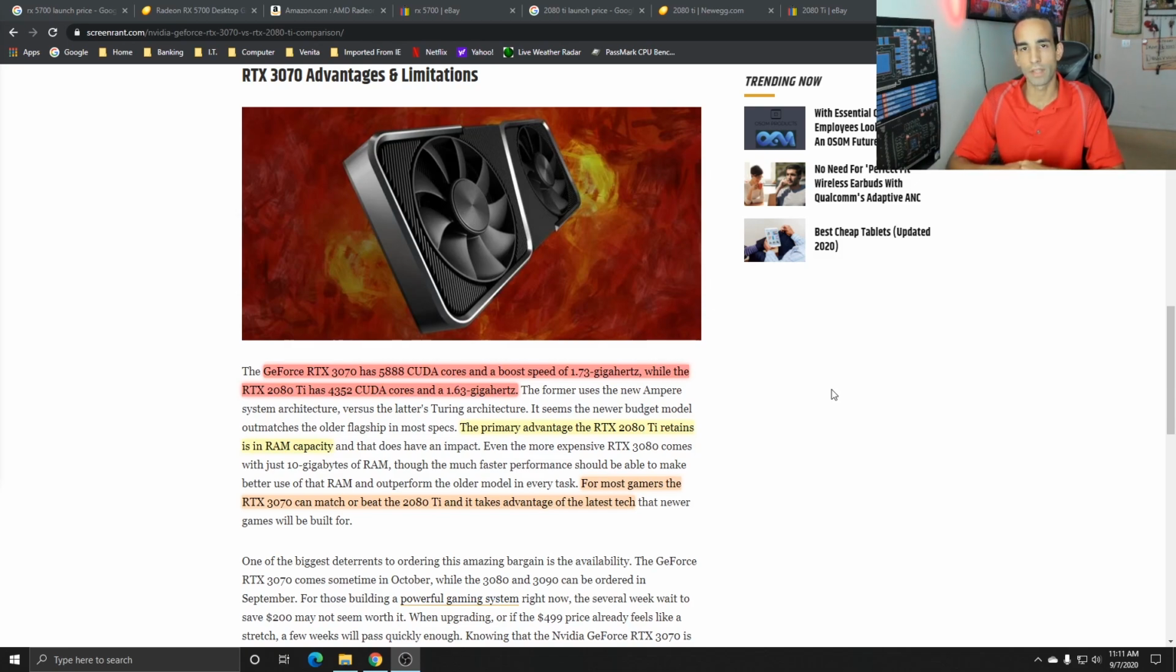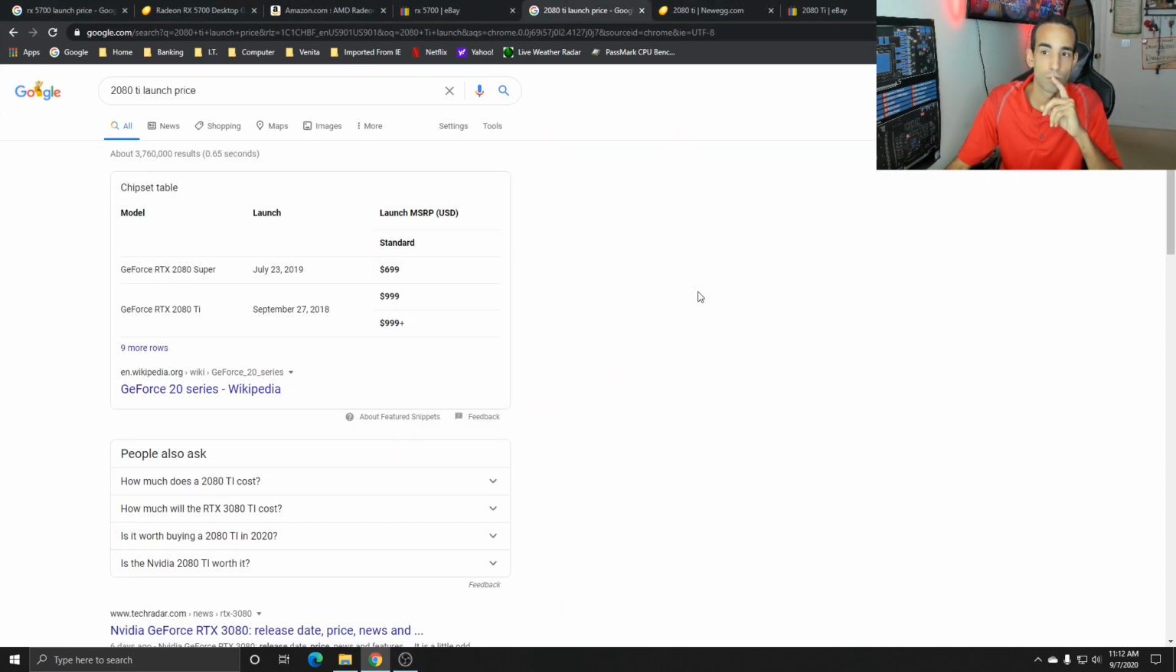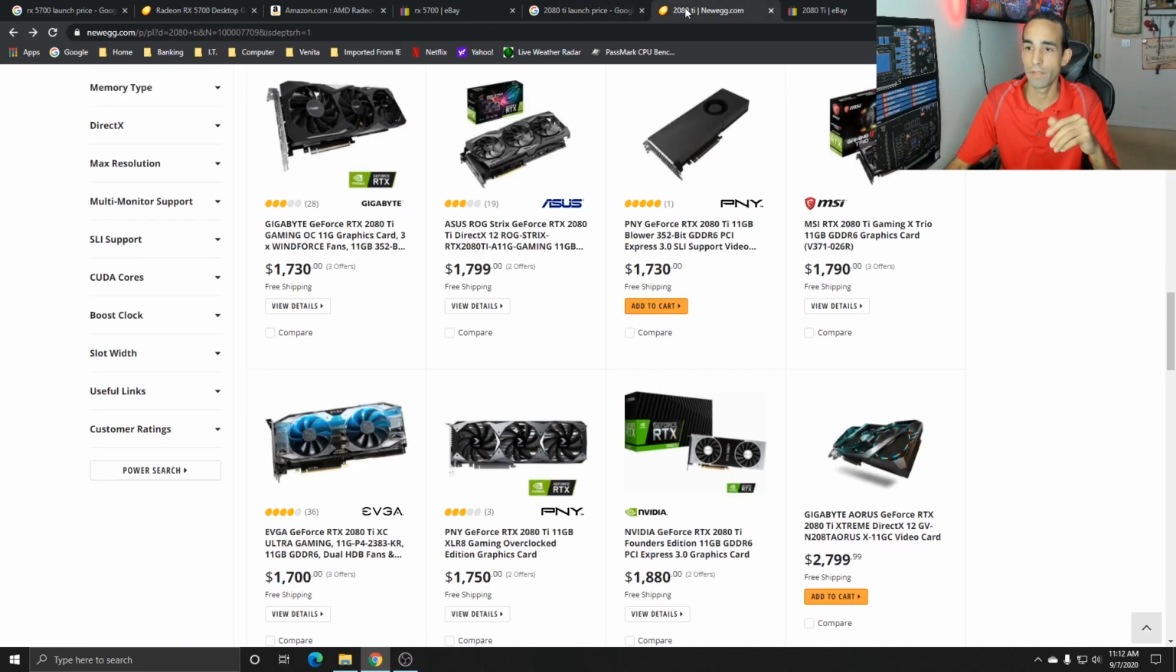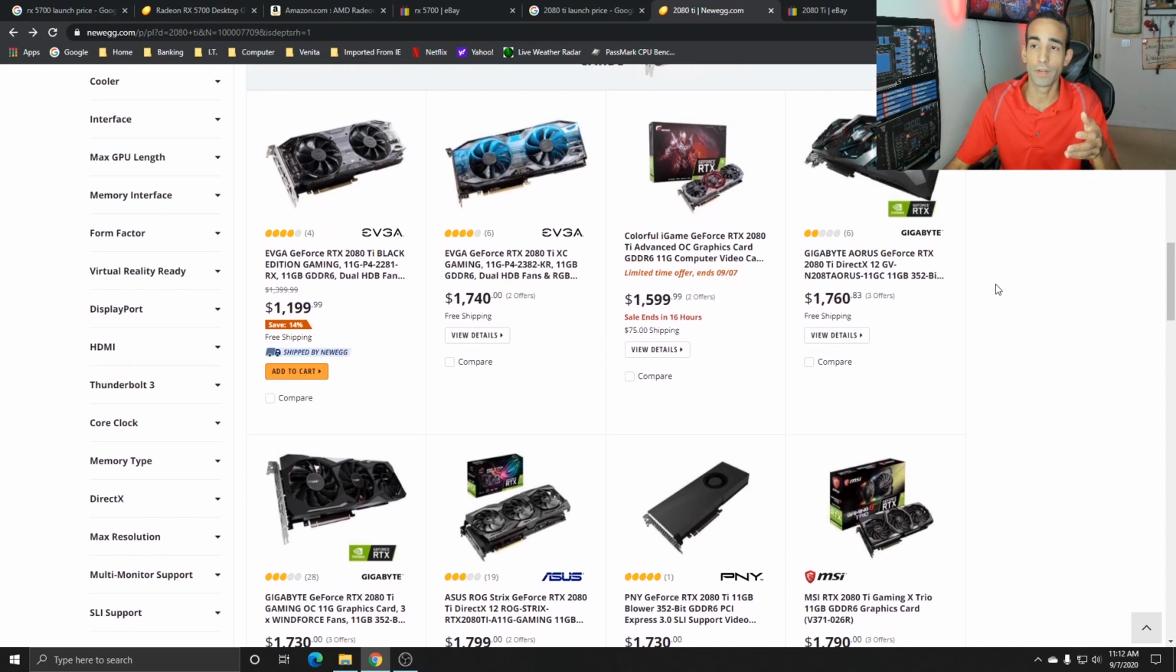The price point that card is planned to come out at is $499. Of course, with add-in board partners and various models, we're going to see it anywhere from $500 to $600. Why am I saying this? Well, at launch, the 2080 Ti was $1,000+, and I've seen most of those cards sell for $1,200, $1,300, depending on the manufacturer, model, and all that good stuff. And even right now, on Newegg, the prices are still very, very high, if not higher.